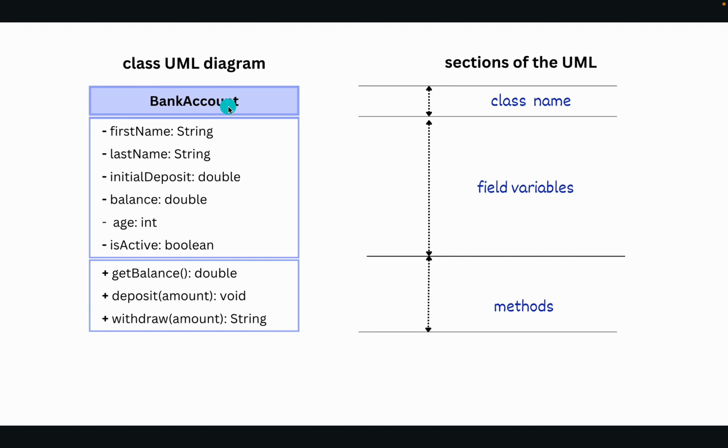At the top here, we have the class name. The next section contains all the field variables, like our first name, last name, the balance, age, and the likes. And the third section of our UML diagram will show us all the methods that we have. Now you will notice we have a minus here and a plus here. These are called access modifiers, and we have different types of access modifiers in Java. We have public, private, protected, and default.